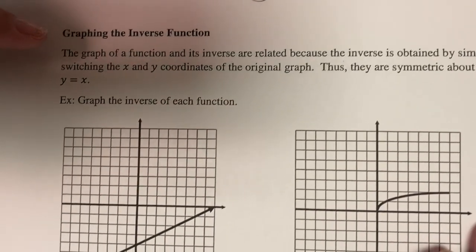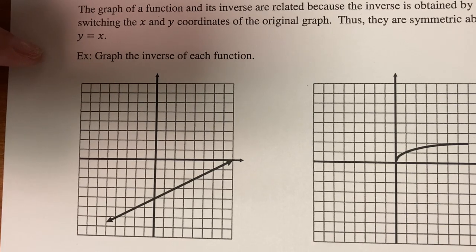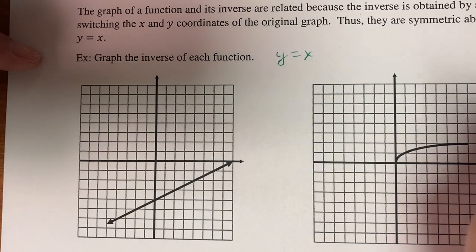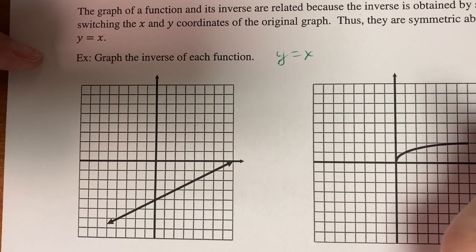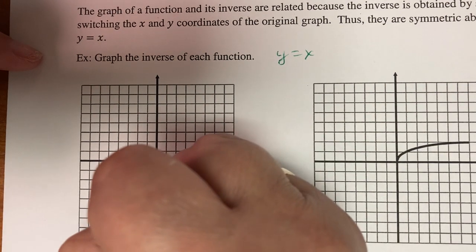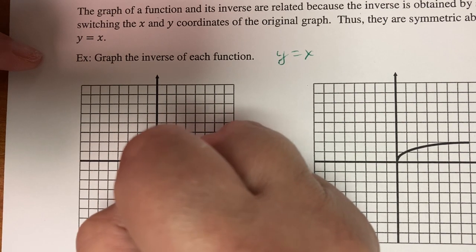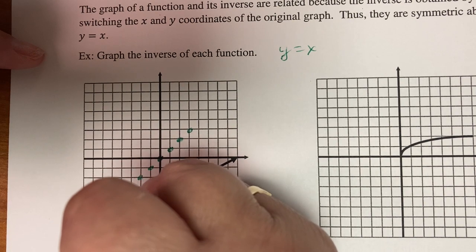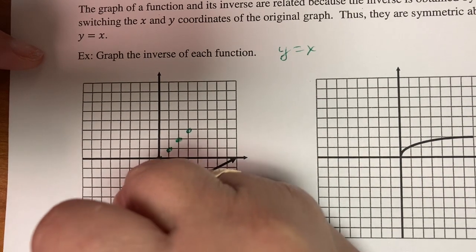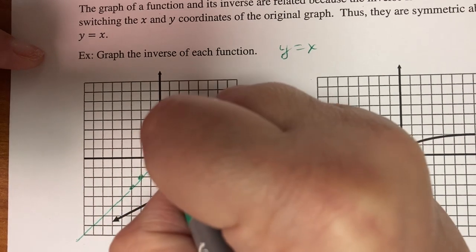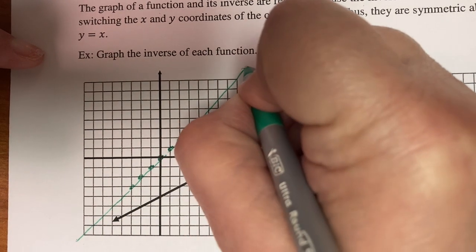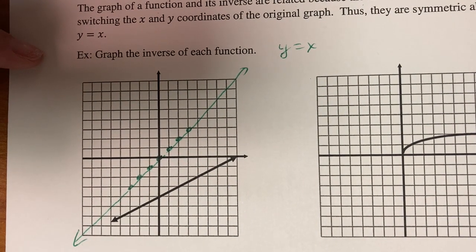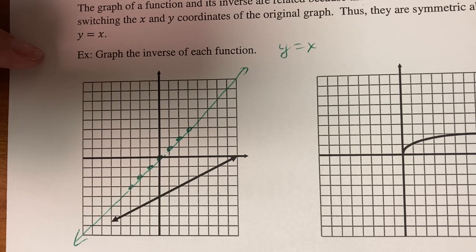So let's first of all talk about what that line y equals x looks like. Well, that is the line where the x and the y's are the same numbers. So 0, 0, 1, 1, 2, 2, 3, 3, negative 1, negative 1, negative 2, negative 2, and so on. This is the line y equals x. And when you have two functions that are inverses, they will always be symmetric with respect to that line.